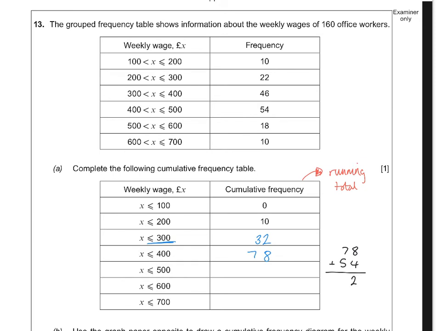8 add 4 is 12. 7 add 5 is 12 as well. Carry the 1 is 13. So that is 132 that's going to come here. Then I'm going to add on 18. That's number bonds. That's going to take me to 150. And then add the 10, well, that's 156, sorry, 150 is going to take me to 160. And then I'm going to check in the question that says, the group frequency table shows information about the weekly wages of 160 office workers. So that 160, I know, is right.